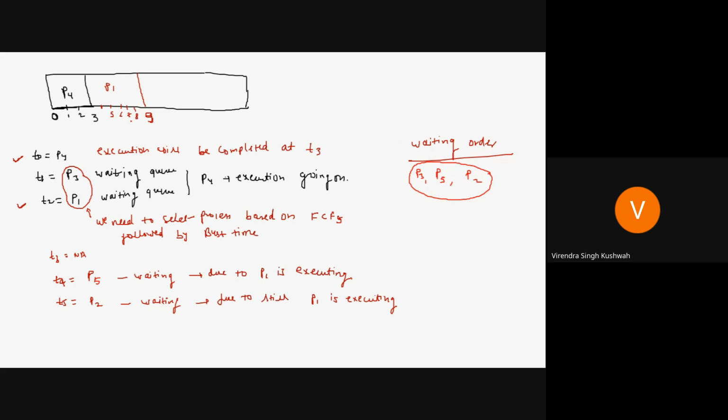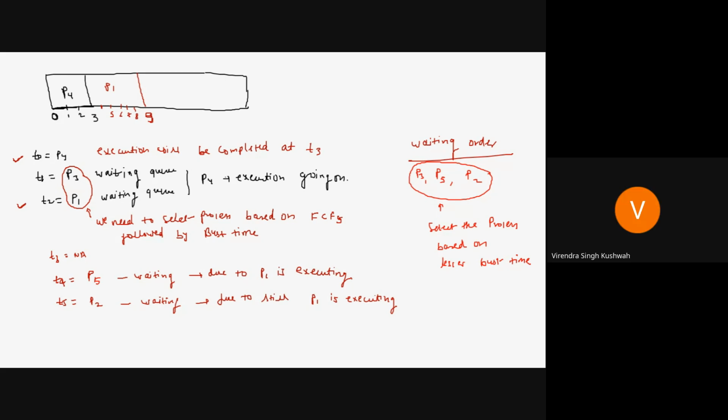So after P4, P1, which process will we need to select from our waiting queue? So from this point, we need to select the process based on lesser burst time. So now, which process should come here into our diagram? Which process should we take? Tell me. P3, P5 or P2?